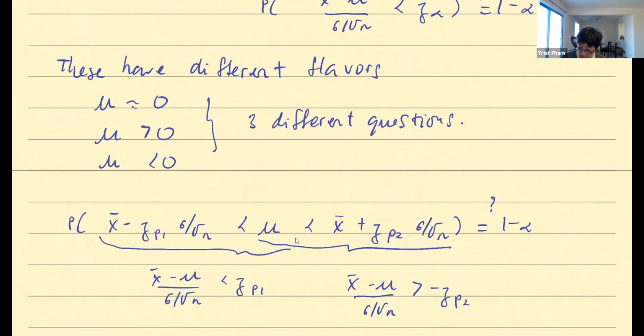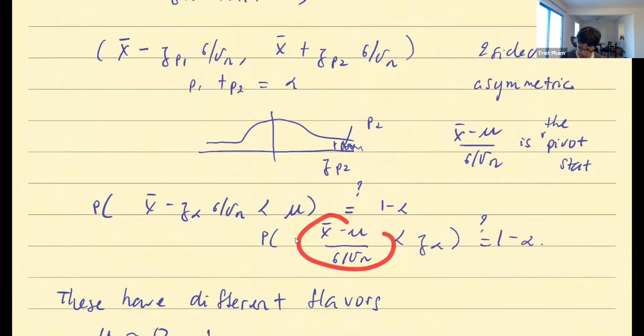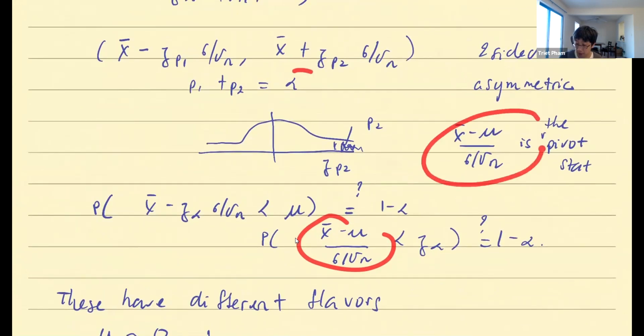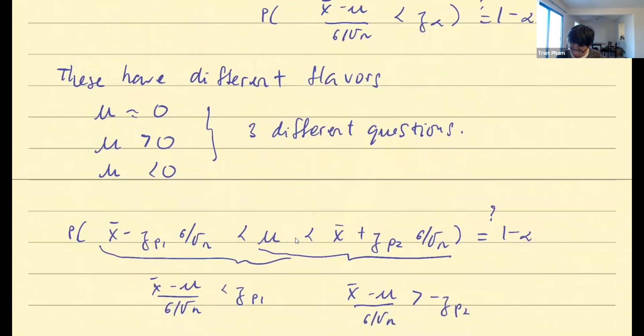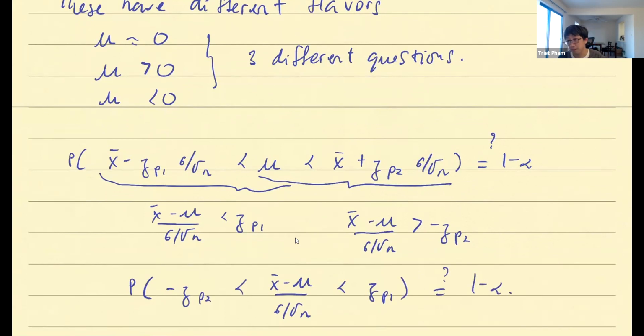Notice how the same pivot random variable shows up in all this proof. Again, that's why they're the same idea. It's this same random variable. So therefore, this statement is minus z_p2 less than that random variable. But then again, I claim this is obvious. Why?